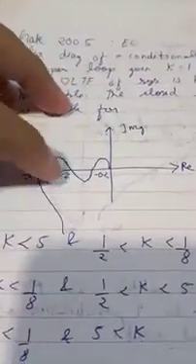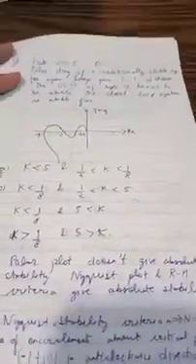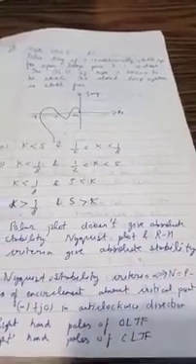So this is the Nyquist plot. This point is minus 0.2, this point is minus 2, this is minus 8. So this is the question. First, please note that the polar plot does not give absolute stability, but the Nyquist plot and Routh-Hurwitz criteria give absolute stability. So we have first to discuss the Nyquist stability criterion.